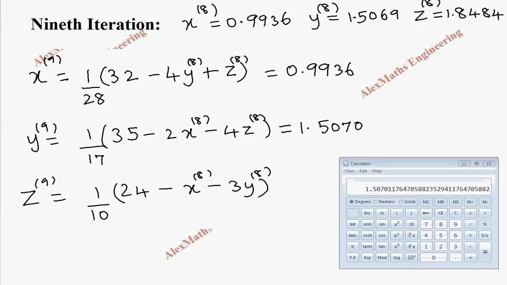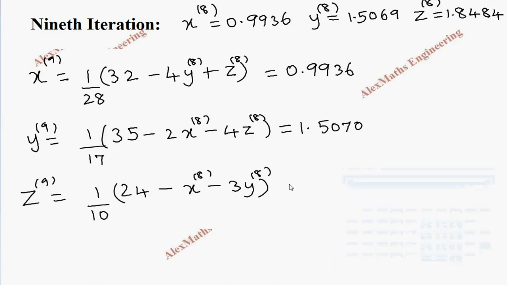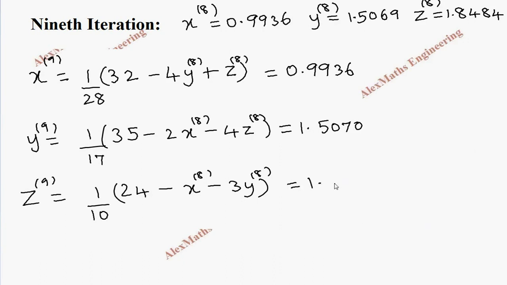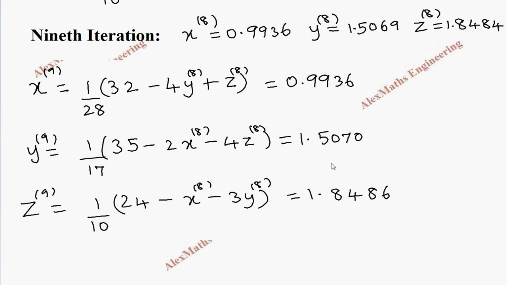Then coming to the z of 9 calculation, it is 24 minus 0.9936 minus 3 into 1.5069. This value divided by 10. So we get 1.8486. But the other two values are not the same. It is just close. So we shall go for the 10th iteration.